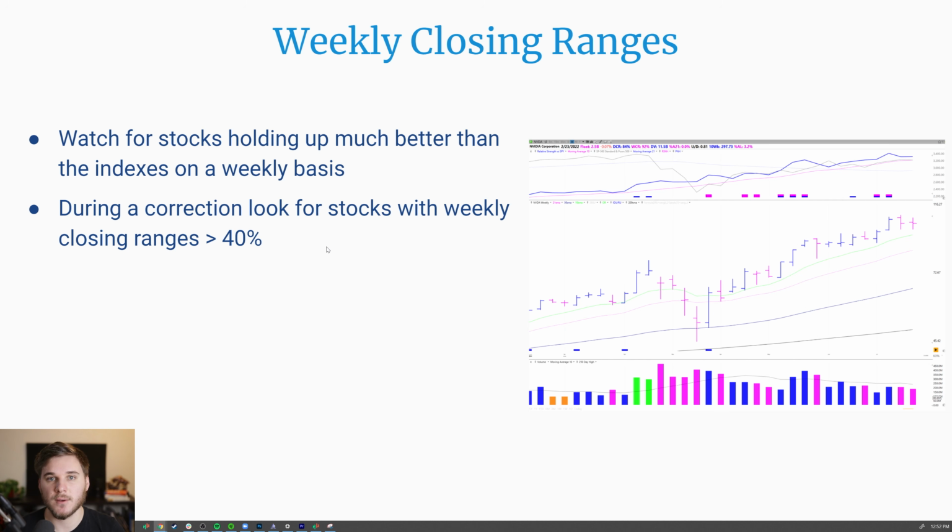And as a bonus, if a stock is basically green on the week with a closing range of 75% when the market is red on the week with a closing range of only about 10, 15%, that stock is clearly being supported and is showing relative strength on that particular week.